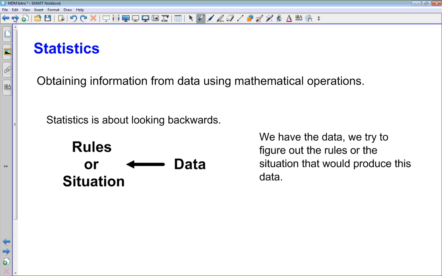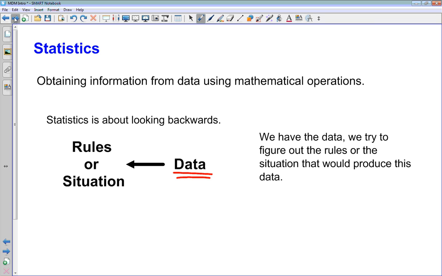If we're going to talk about statistics and probability together, we can look at it this way. Statistics is about looking backwards. We have some data that we have collected. We use mathematical operations on this data, and what we're trying to do is figure out what kind of situation or what set of rules would produce this data that we have measured. So we have the data, and we're trying to figure out the rules of the situation that would give us this data that we have collected.